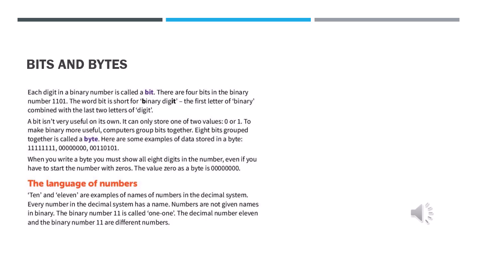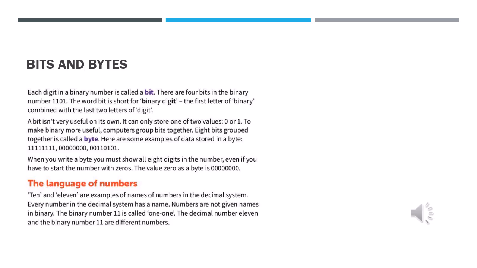When you write a byte, you must show all 8 digits in the number, even if you have to start the number with zeros. The value of 0 as a byte is 00000000, meaning 8 times 0 is equal to 1 byte of 0.